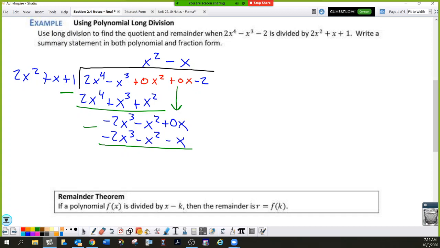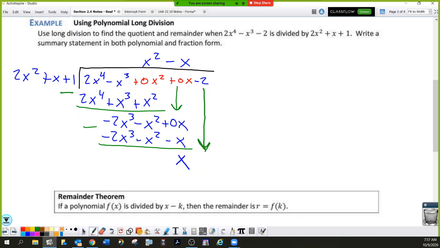Subtracting straight down, being very careful with my negatives and my double negatives. Negative 2x to the third minus negative 2x to the third: minus negative means plus, so that gives me 0. Negative x squared minus negative x squared, another 0. Rare treat, more than one thing canceled out. 0x minus negative x gives me positive x. And you would be dropping down that minus 2.